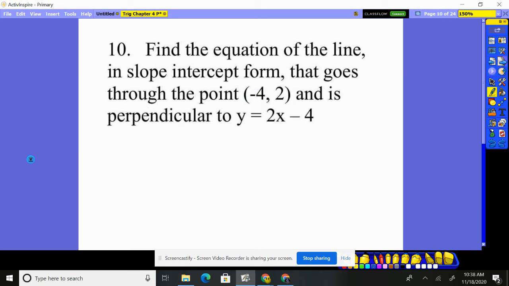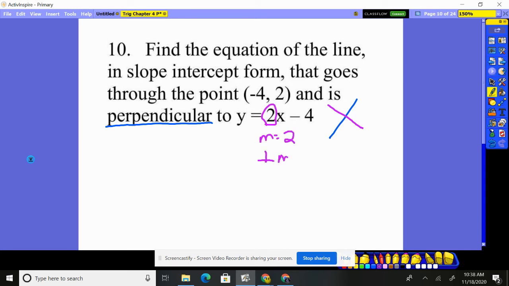And number 10. We'll finish with number 10. This time it wants to be perpendicular to this. So to be perpendicular, this guy has a slope of 2, so it's going up like this. In order to be perpendicular, I must cross it at 90 degrees. And notice I must be going in the opposite direction. Well, this guy's slope is 2.